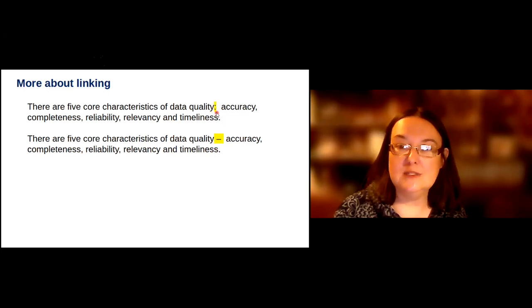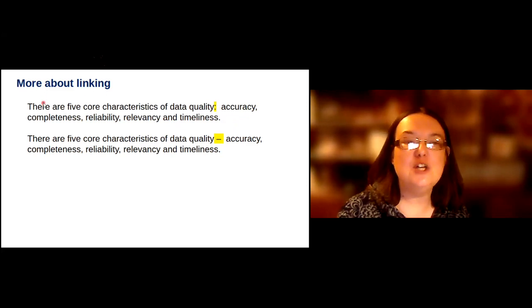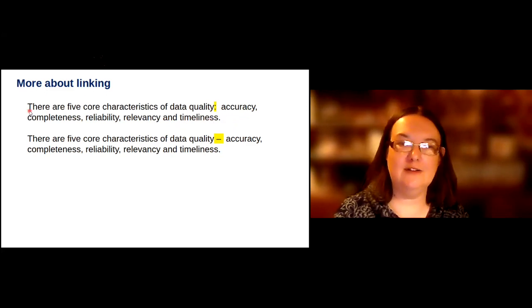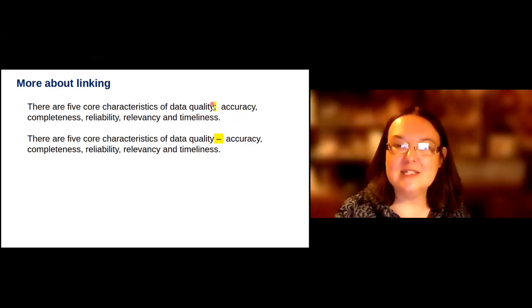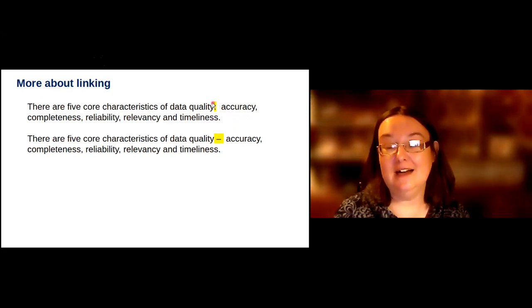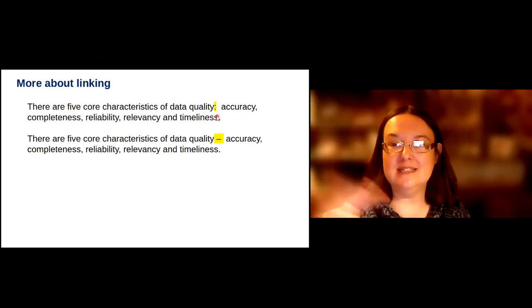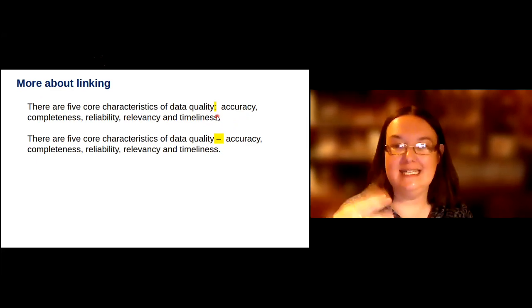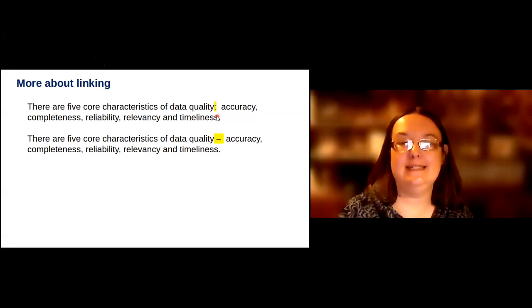We often use colons to introduce lists, and of course this is a list, but it's more than a list. It's not a random list. It's a list of things we've just promised. Okay, so there are 5 core characteristics of data quality. Well, what are they? Here's my list. So it's a way of visually, as most punctuation is, helping the reader to see the connection between your ideas. Okay, so here is what I've promised. Here are the 5 core characteristics.